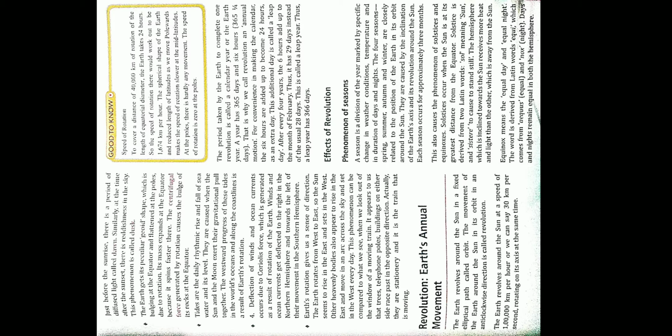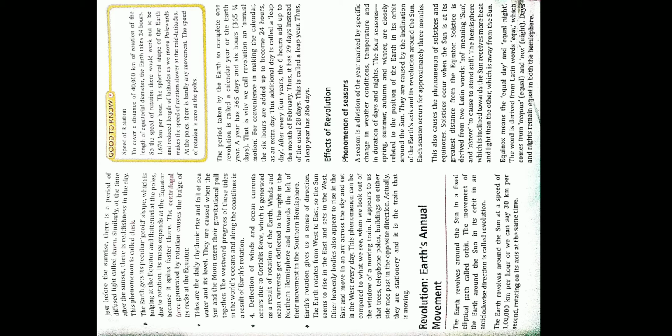Now, because of revolution, Earth has four types of seasons, that is spring, summer, autumn, and winter. It also affects the day and night of the Earth. And this is all because of the inclination of the Earth's axis. Each season changes approximately after 3 months. This also causes the phenomena of solstice and equinox.